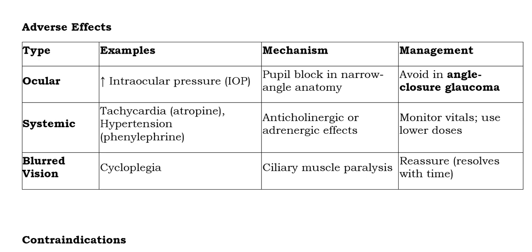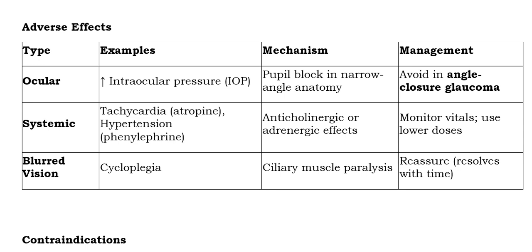What about side effects elsewhere in the body, systemic ones? Well, with atropine, because it's anticholinergic systemically too, you might see tachycardia. Fast heart rate. Yeah. And with phenylephrine, being a sympathomimetic, it can potentially cause hypertension. Raise blood pressure. Exactly. Which just highlights why you need a good patient history. Monitor vitals in susceptible people and always use the lowest effective dose.